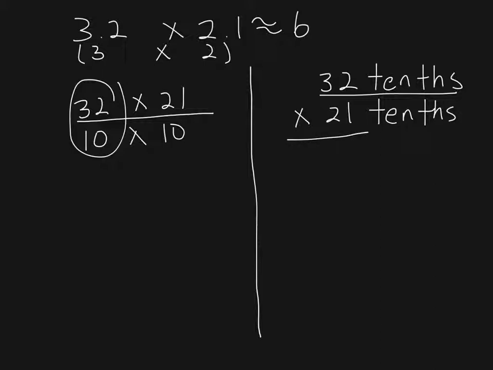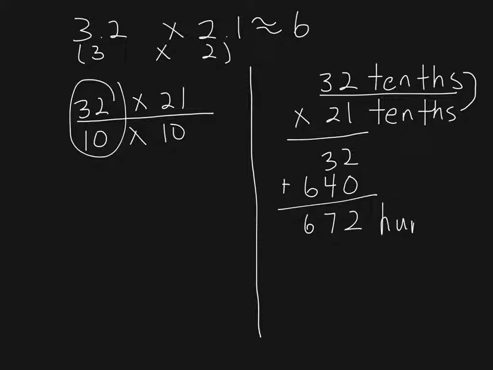Now I have to do my multiplication, and I'm going to go ahead and do the multiplication on the right side first because I have to figure out what 21 times 32 is anyway. So 1 times 32 is 32, and 2 times 32 will be 64, and I have to put a 0 placeholder there. When I add it together, I have 672, and my new unit is actually hundredths because tenths times tenths equals hundredths.